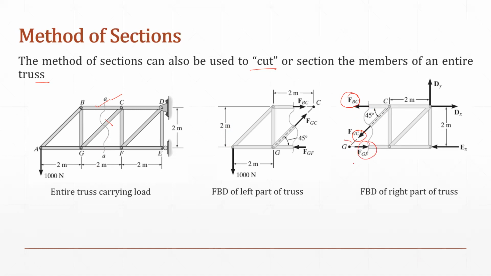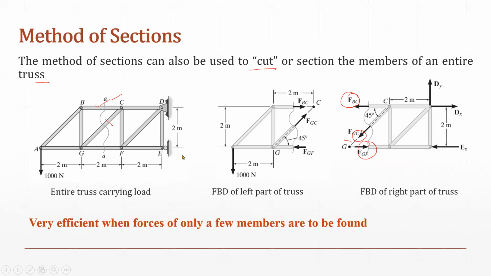So this is how we can section, we can cut the truss like this, and we are just visualizing it. We do this to find out the forces in a particular member. Now this method is very efficient when the forces of only a few members are to be found out. Method of joint is efficient when we are required to find out forces in all the members.